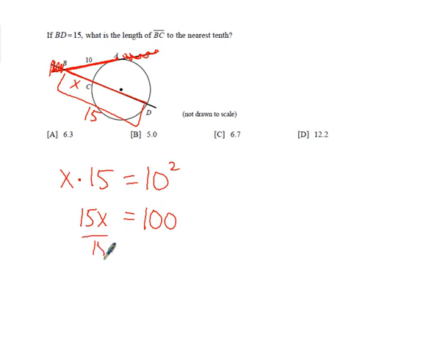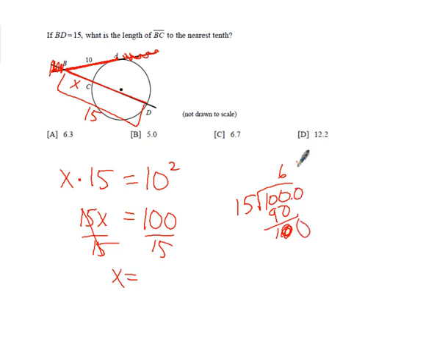And then we're just dividing by 15, and x equals 15 goes into that a little less than 7 times. I know it's 6, I got 60, 90 with 10, 10 left over. 15 doesn't go into that, I got to add the decimal and the 0. Again, it goes 6, so it's 6.6 repeating, so it is C, 6.7.